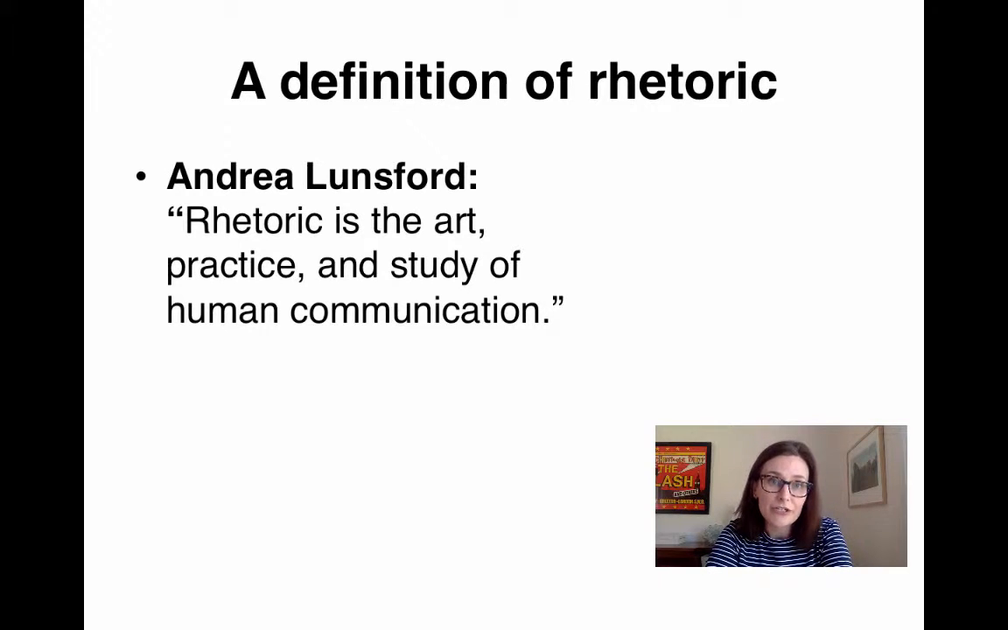In last week's lecture, we talked about some vocabulary related to rhetoric. I wanted to add into the mix this definition of rhetoric from a rhetorical scholar, Andrea Lunsford. She says rhetoric is the art, practice, and study of human communication. We'll be working on all three of these dimensions of rhetoric in this class, and you've already started doing that with your critical selfie assignment.